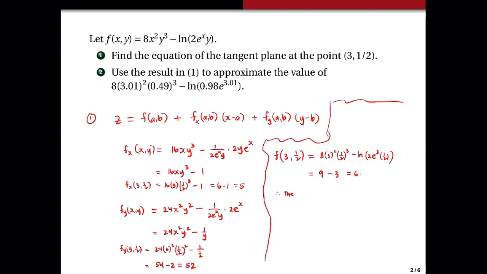Therefore, the tangent plane at 3 comma 1/2 is given by the following equation. We will have z equal to 6, and then f sub x, that's 5. So we have here 5 times x minus 3, plus we have f sub y, that's 52, times y minus 1/2. So this is the equation of the tangent plane. Okay.